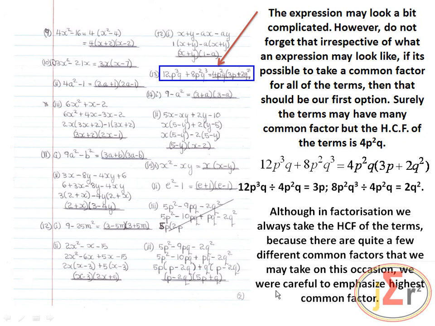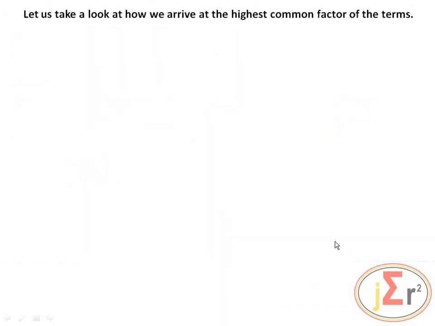And do not imagine that we have thrown this problem behind us, because here we are taking a look under the microscope at some other useful things pertaining to the solution of the problem. Let us take a look at how we arrive at the highest common factor of the terms. So there we have the terms. How do we arrive at the highest common factor?